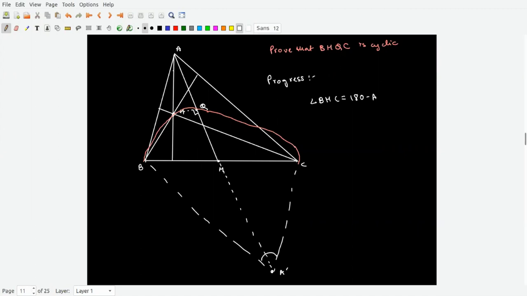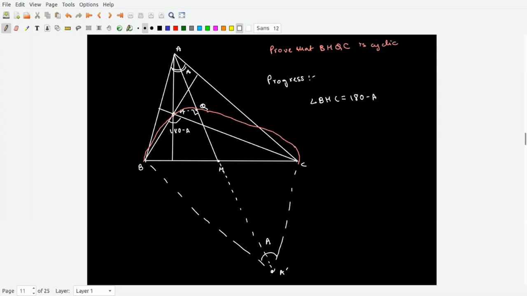Now what will happen? Since we got ABA'C as a parallelogram, and this angle is A, this angle would also be A. We knew this angle was 180 minus A. So we get HBA'C as a cyclic quadrilateral. So it's enough to show that BQCA'H is cyclic. In fact, if we can show that angle HCA' is equal to 90, then we're done.